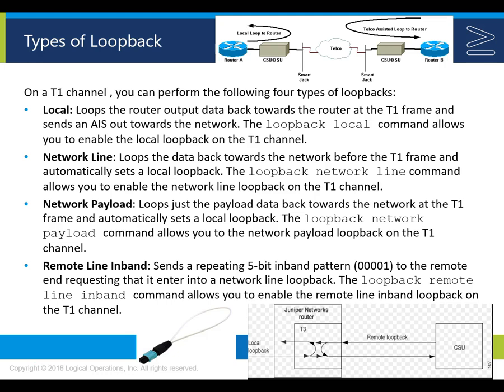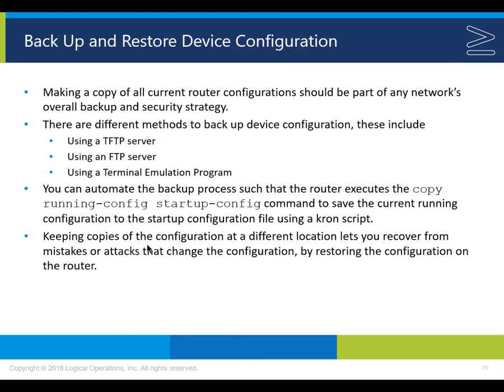The remote line in-band 5-bit in-band pattern to the end requests it to enter into the network loopback, and then the loopback remote line band command allows the enable to loop back to the T1 channels. It's a troubleshooting method for T1. Backup and restore, I think we've visited this a little bit. Use a TFTP server and FTP terminal emulator program. The easiest way is copy whatever to TFTP.